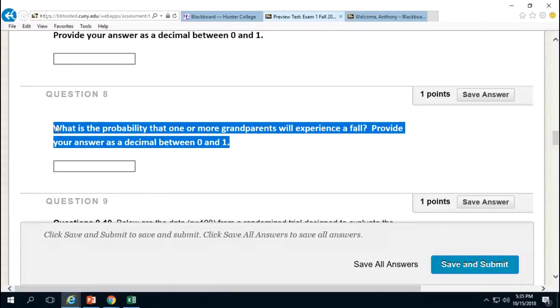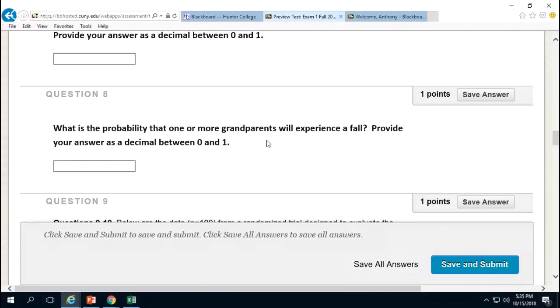You want me to go through this? This is one I would do with a binomial distribution calculator. You just put n equals 3, number of successes equals 1, and the probability is 0.333.